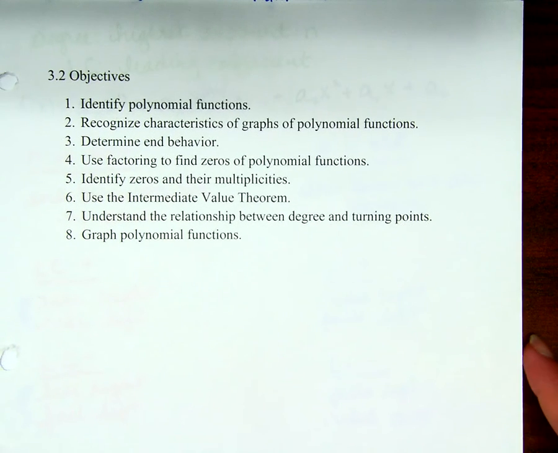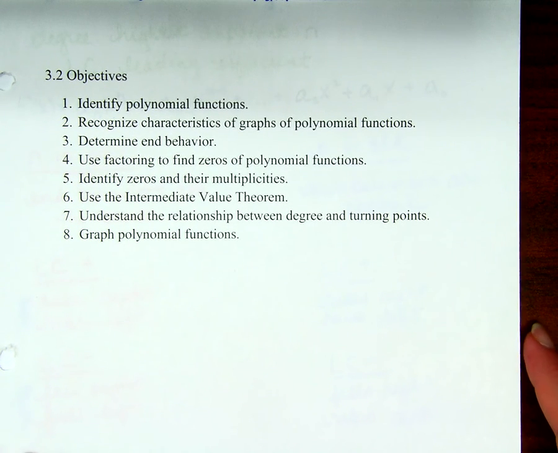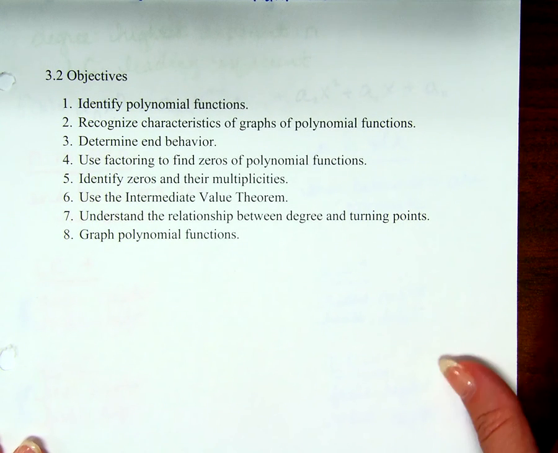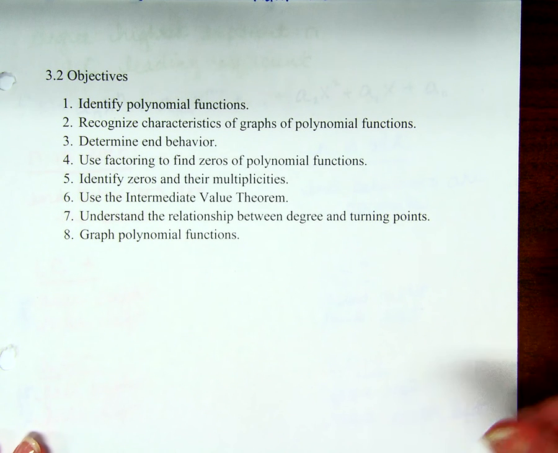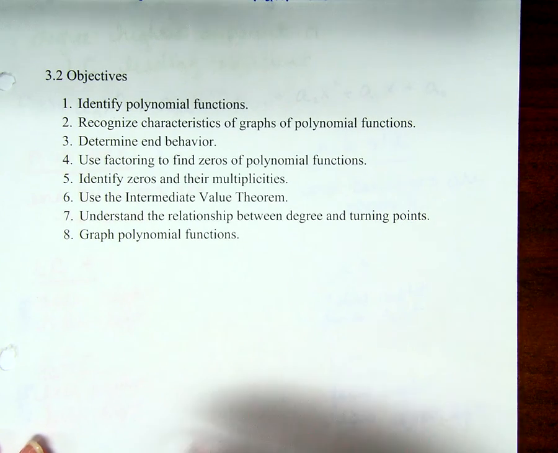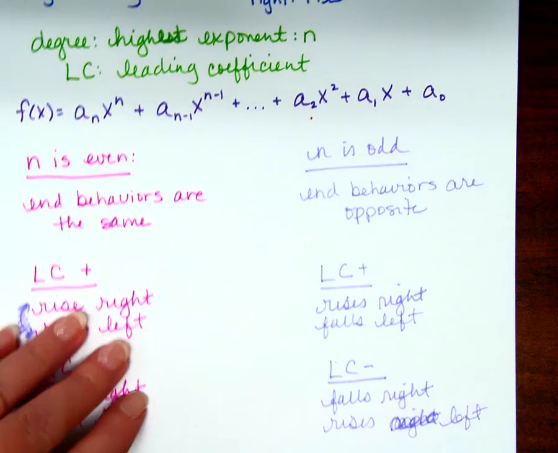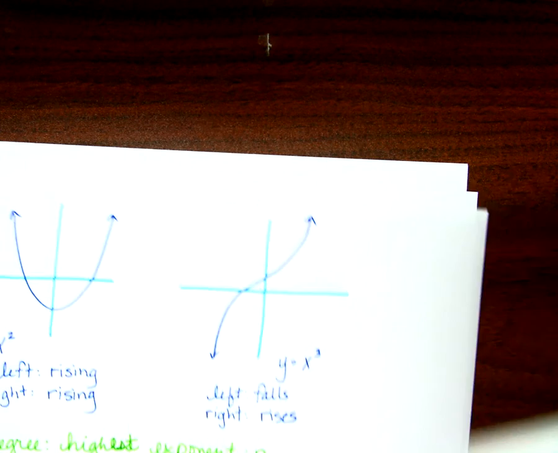Use factoring to find zeros of polynomial functions. I'm going to tell you right now, I'm not going to do a lot of examples of factoring. Why? We already did a whole bunch of factoring examples last chapter, didn't we? So I'm confident that you know how to factor. I'm just going to give you an example to get it back into your head. Is that fair? Okay.